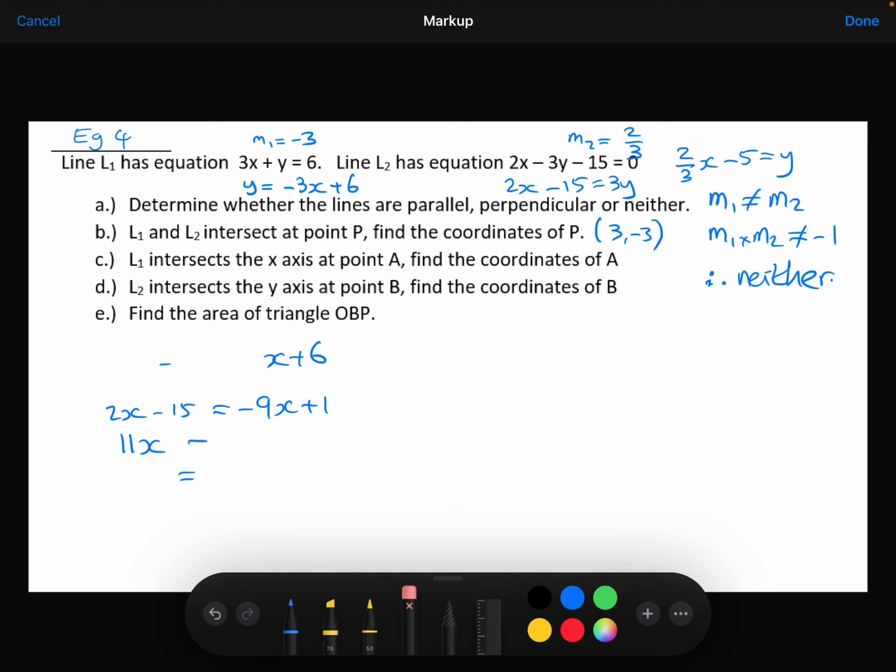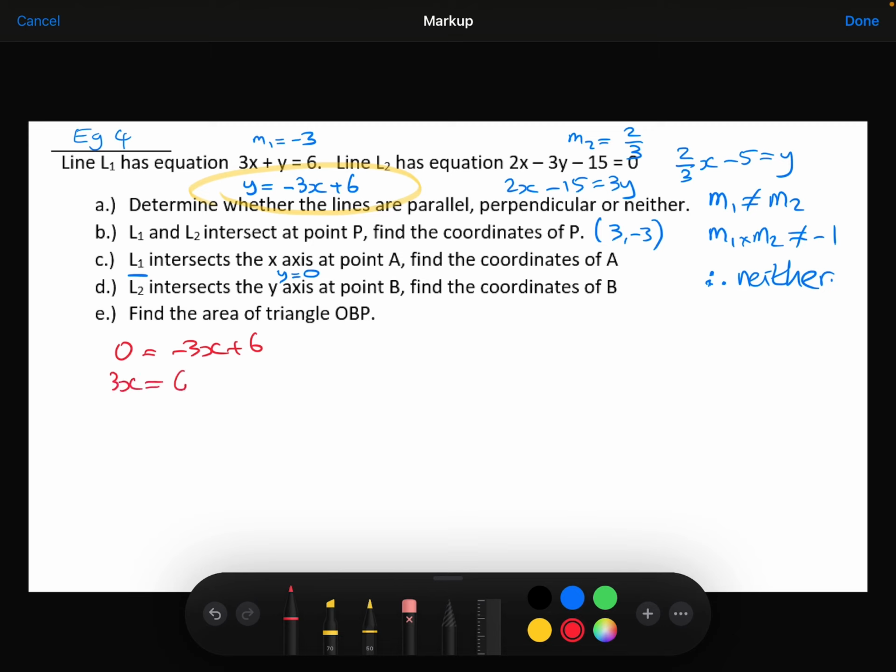Right, part C, we're told that L1 intersects the x-axis at point A. So L1 is this line intersecting the x-axis. Now that means that y is 0. So if I substitute y being 0 in here, I would get 0 equals minus 3x plus 6, add 3x, divide both sides by 3. So the point A is 2, 0.